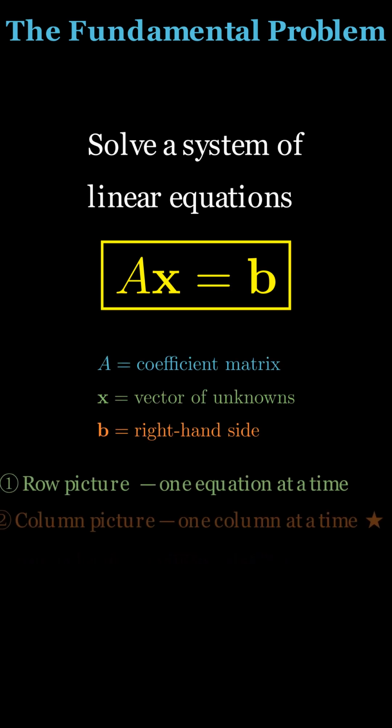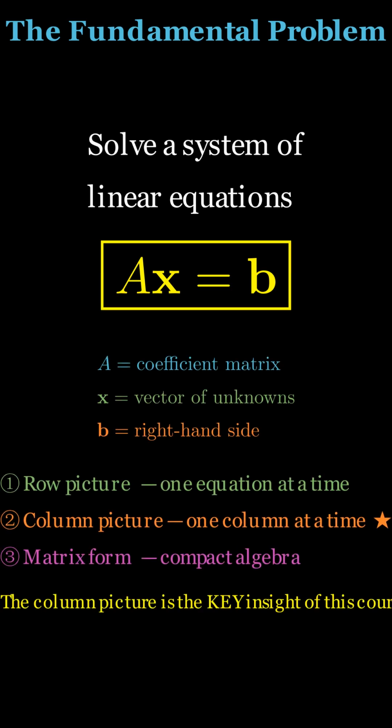Ax equals b. A is the matrix of coefficients. x is the vector of unknowns. And b is the right-hand side vector. We will look at this problem in three ways.